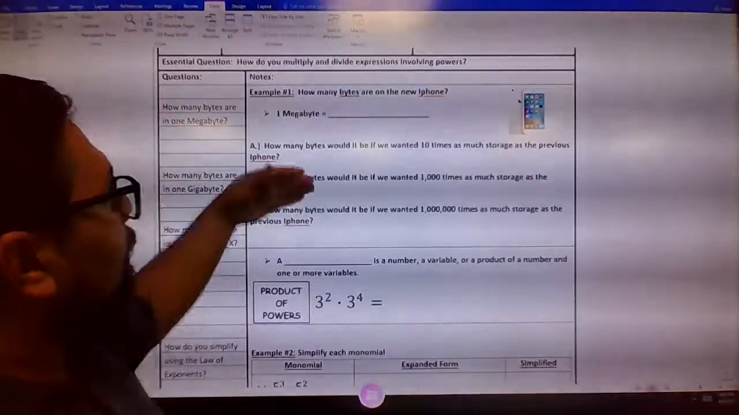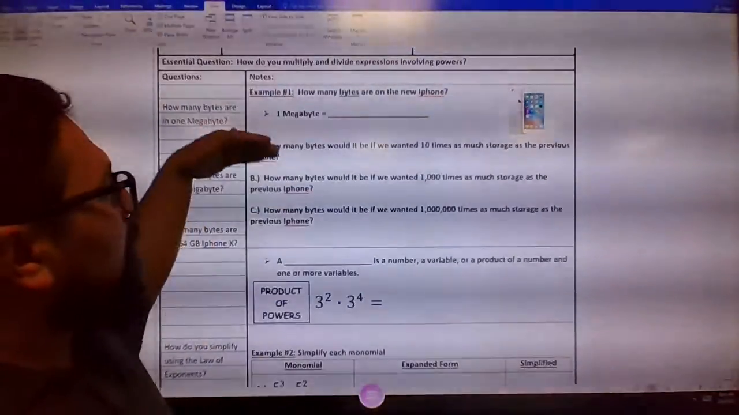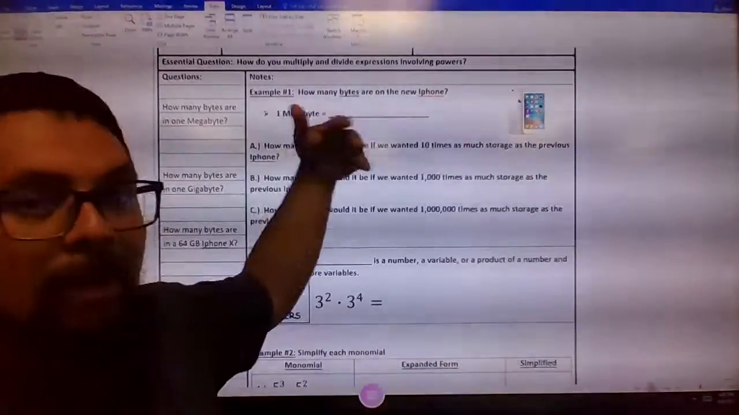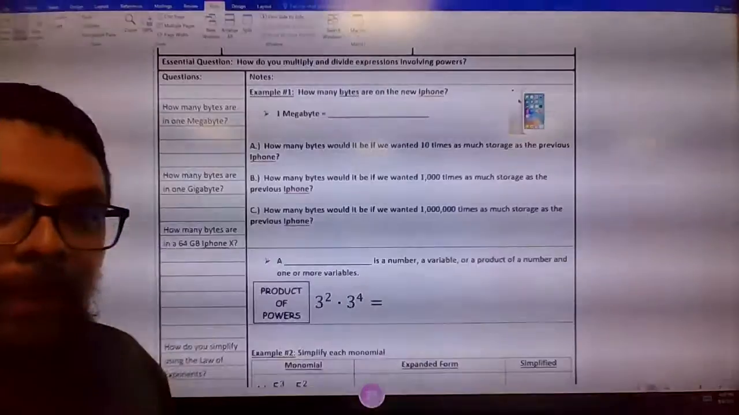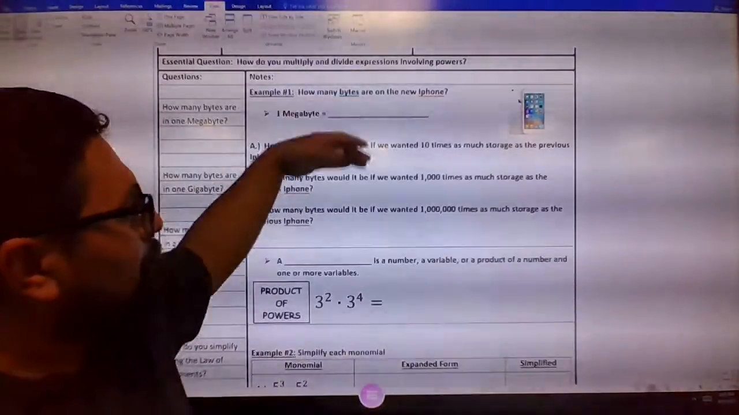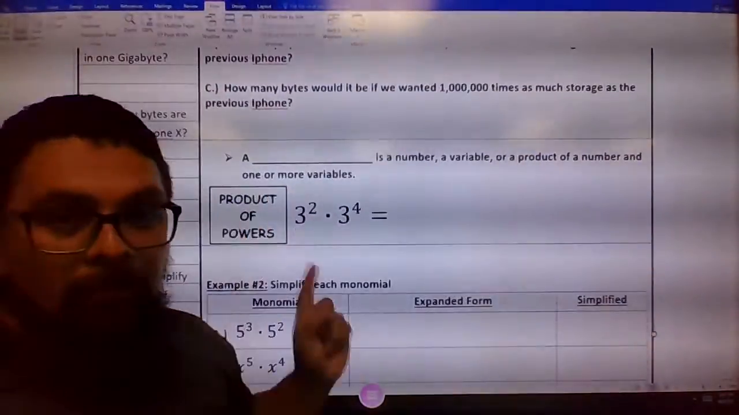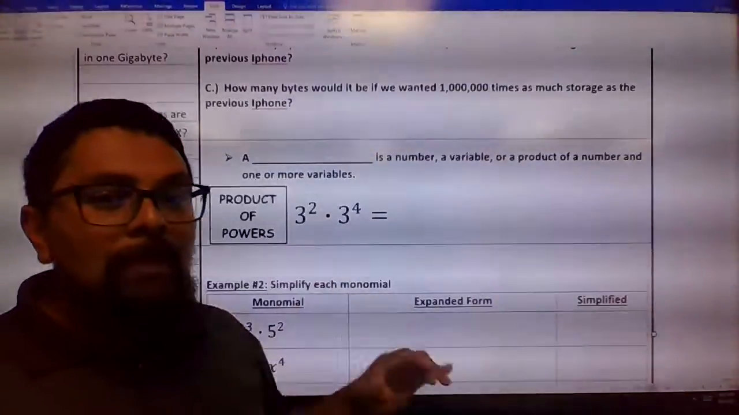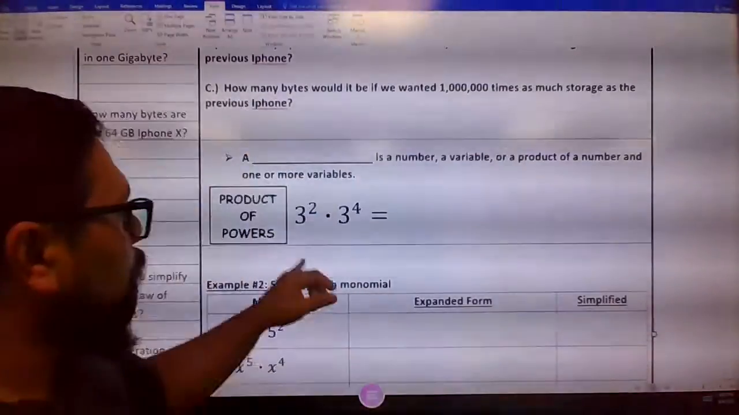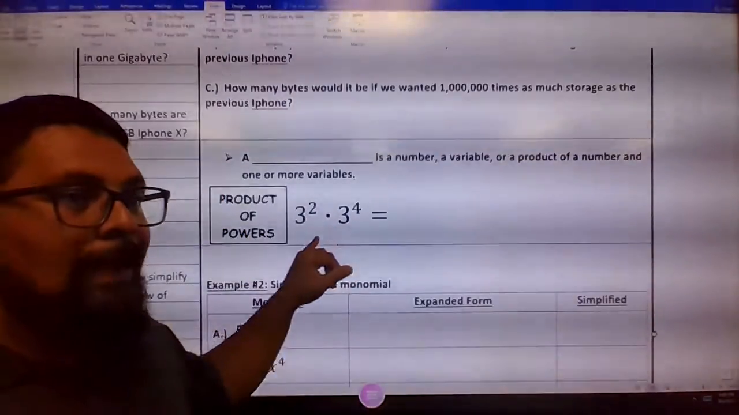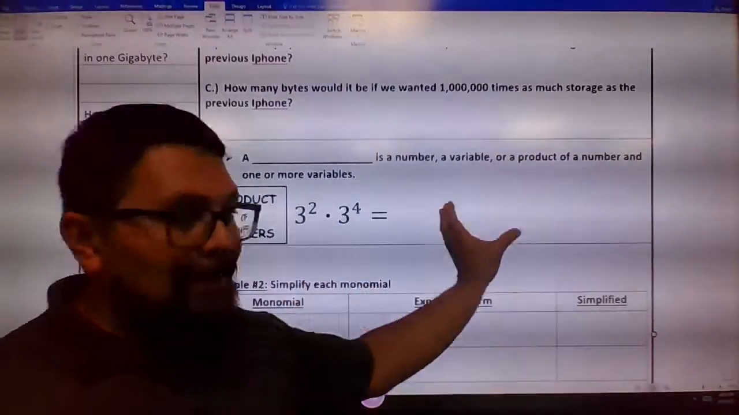We looked at example number one, how much memory is in an iPhone. Then we went into what is called a monomial. A monomial could be multiplied or divided. In this case, we multiplied. A product is when you multiply. So we multiplied these and we expanded it.